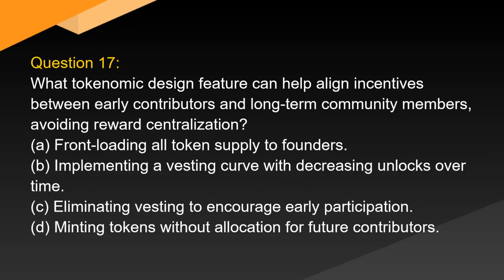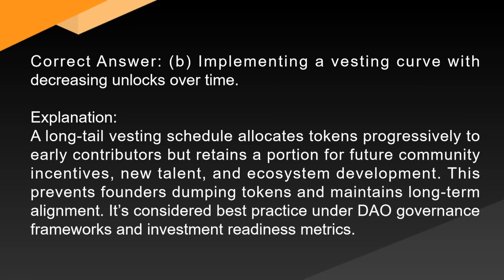Question 17. What tokenomic design feature can help align incentives between early contributors and long-term community members, avoiding reward centralization? A. Front-loading all token supply to founders. B. Implementing a vesting curve with decreasing unlocks over time. C. Eliminating vesting to encourage early participation. D. Minting tokens without allocation for future contributors. Correct answer, B. Implementing a vesting curve with decreasing unlocks over time.